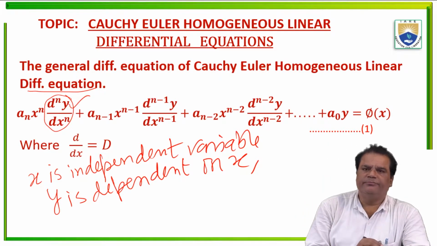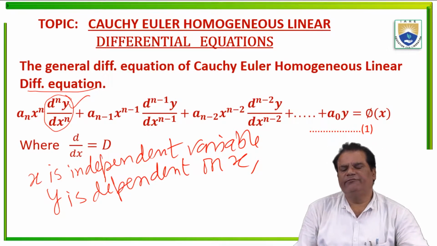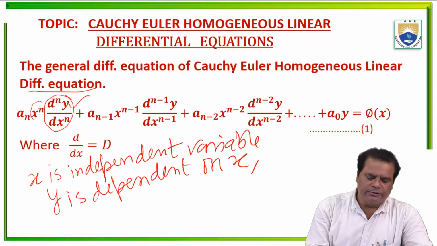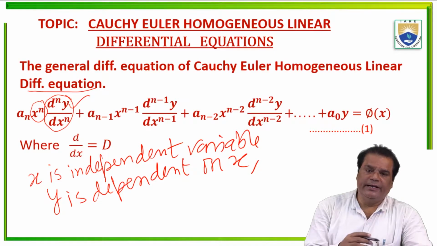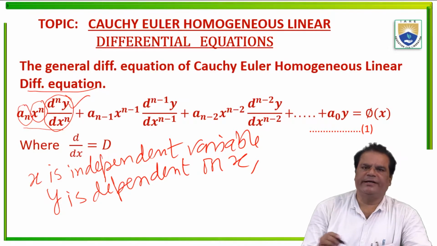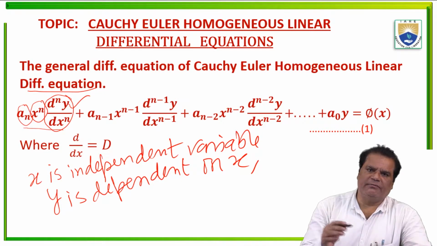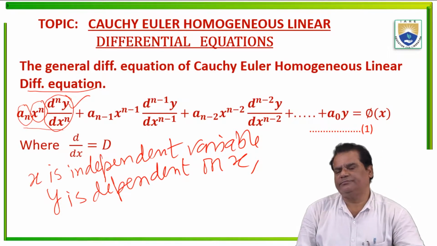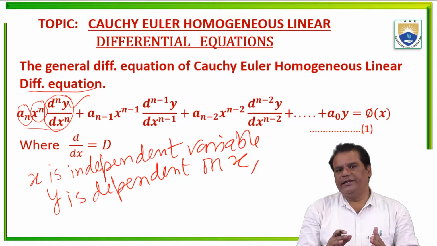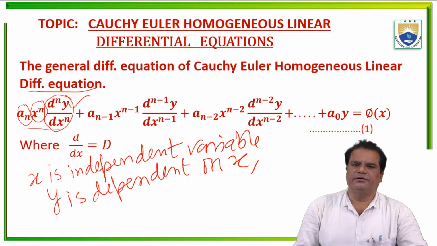In the first term, the order of the derivative is n, the nth order derivative. Here the independent variable x is multiplied, and its power is equal to the order in the first term. There is some constant, a_n, times x to the power n, where x is the independent variable and n is its power, multiplied with the nth differential coefficient. That means the power of the independent variable is equal to the order of the derivative in each term. That is known as a linear homogeneous differential equation.